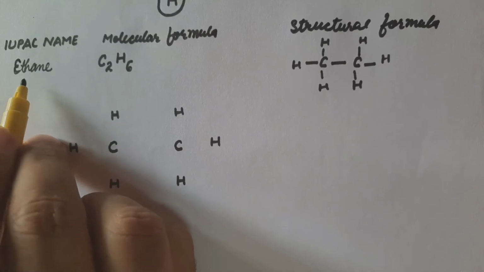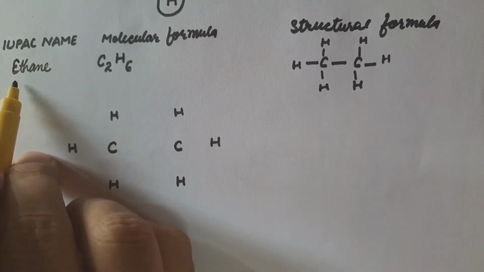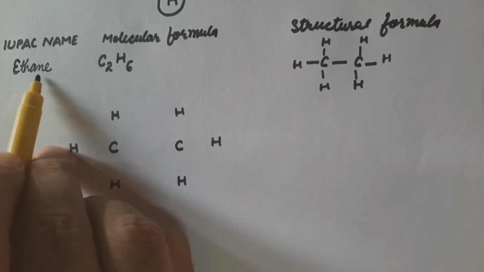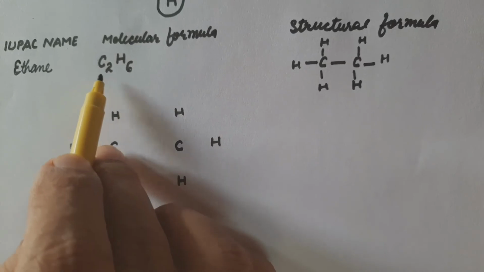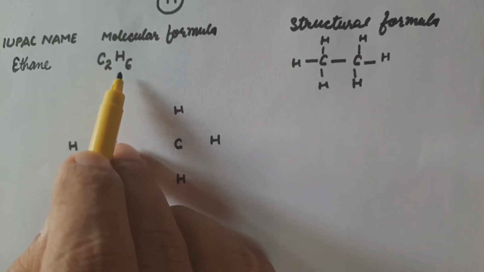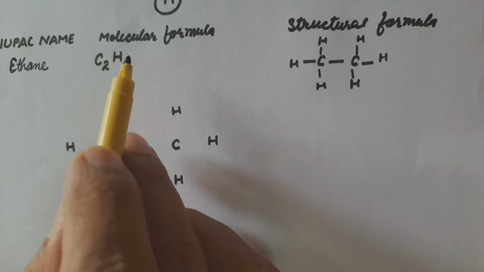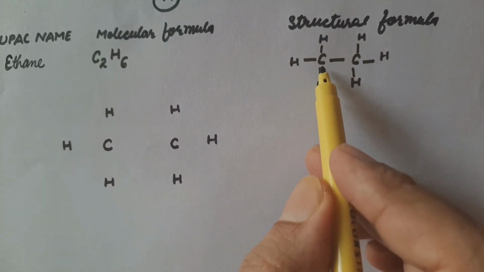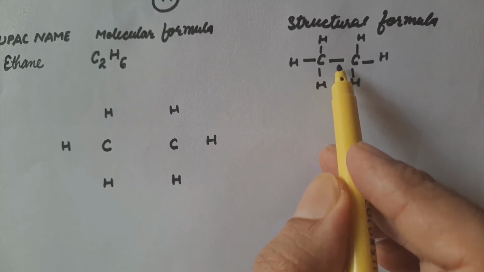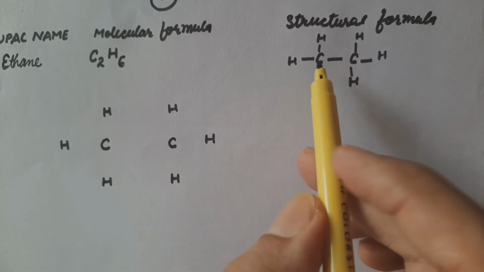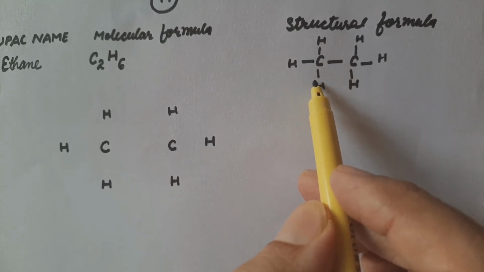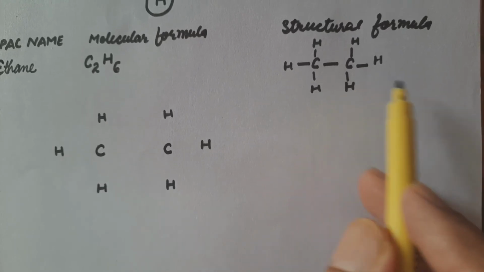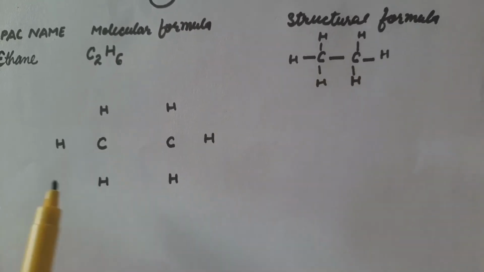The second member of the alkane family is ethane. The IUPAC name is ethane. Eth means 2 carbons, ane means joined with single bonds. Its molecular formula is C2H6. As we know, the general formula of alkanes is CnH2n+2. Structural formula: 2 carbons joined with a single bond. 1 valence is satisfied. The remaining 3 valencies of each carbon are satisfied with hydrogens, completing their tetracovalency or their octet.